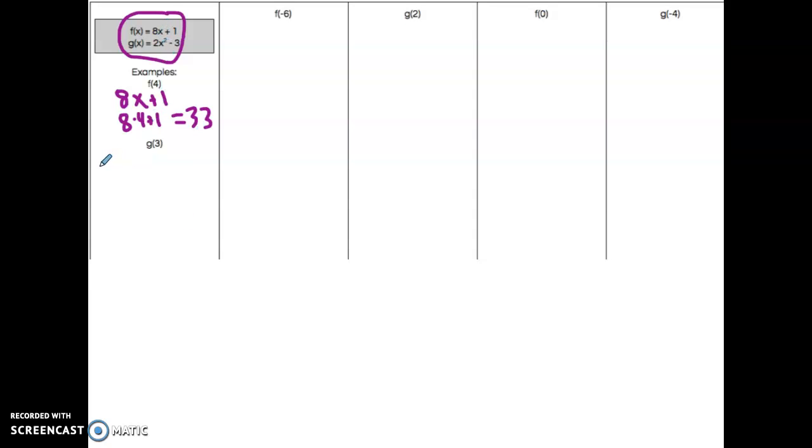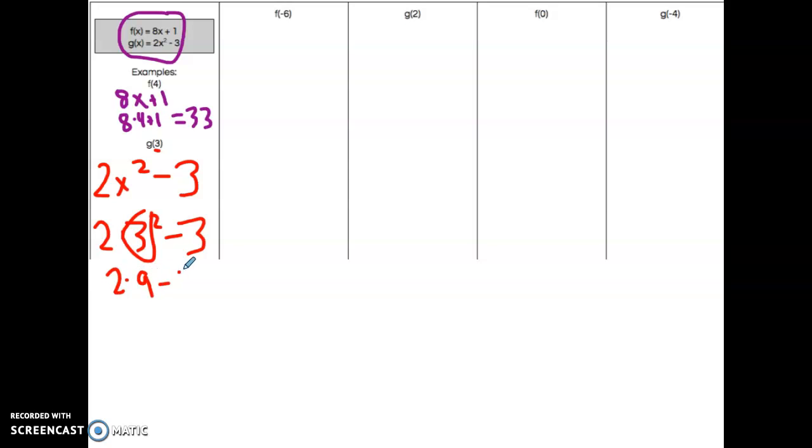Okay, in the next one, I've got g. So I'm going to use my g function, 2x squared minus 3. And then it wants me to replace the variable with a 3. So I've got 2 times 3 squared minus 3. Now, remember PEMDAS, we've got to do exponents first. So 3 squared would be 9. A lot of people want to multiply first, but that is not correct. Here I've got 18 minus 3, which should be 15. So hopefully that made sense.